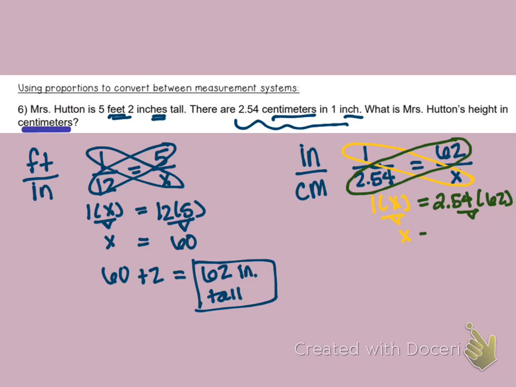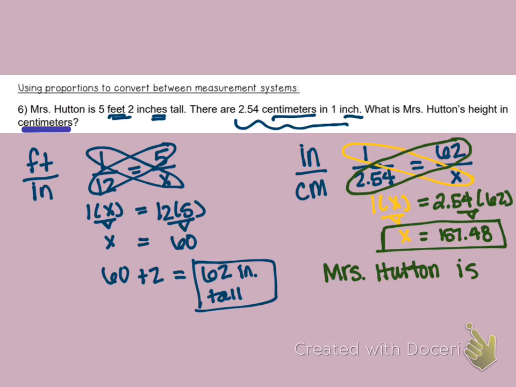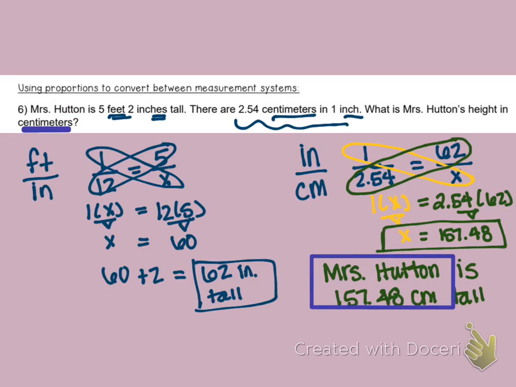Okay, so when you multiply that, you get 157.48. What does it mean for x to be 157.48? It means that Mrs. Hutton is 157.48 centimeters tall. Make sure you write down any questions that you may have so that you can ask in class.